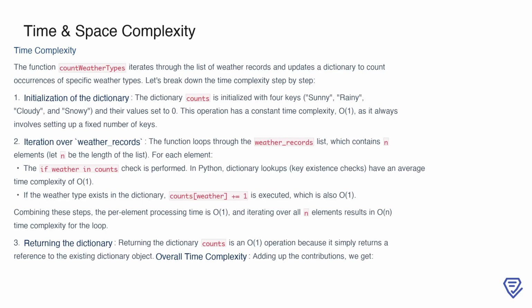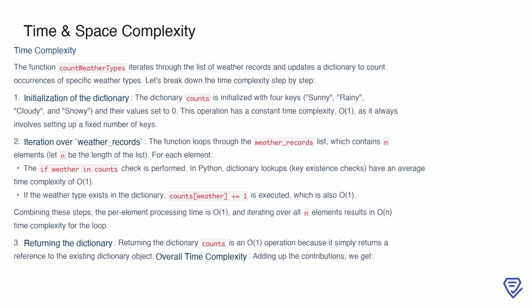If the list contains n elements, the loop processes each element individually. For each weather type, it checks if the key exists in the dictionary and increments the corresponding count. Both the dictionary lookup and the increment operation are performed in O(1) time on average, meaning each record is processed in constant time.